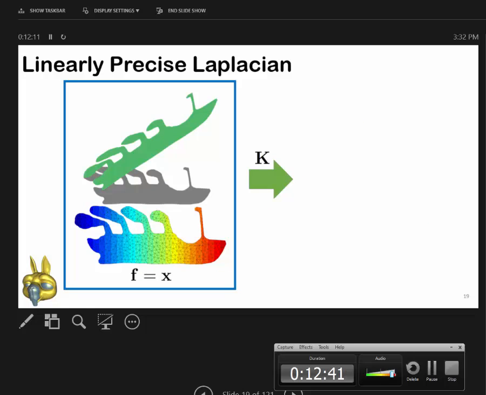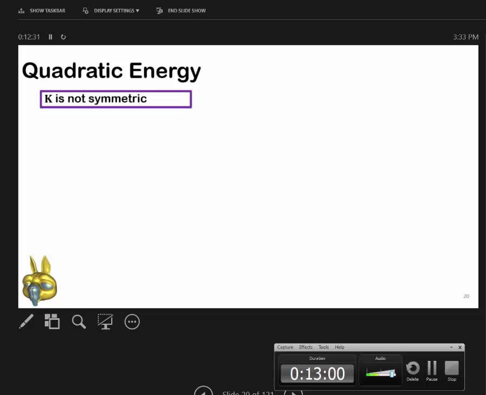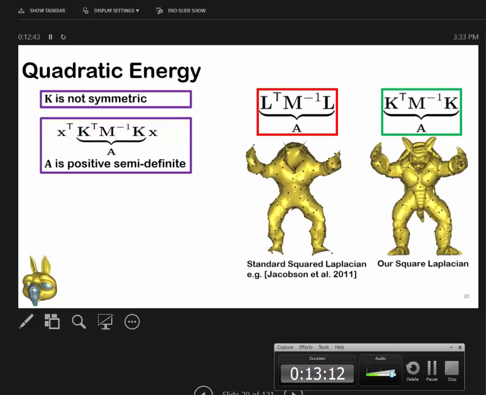Well, let's try out our new operator, applying the new operator K to the same linear function, and it outputs perfect zero even on the boundary of the domain. So linear precision is true for boundary vertices, and this is really what we are looking for. We would like to point out that our new operator is no longer symmetric, which is not an issue because we are using the squared Laplacian energy, which is still positive semi-definite. Using our new energy, the Armadillo transpose is reproduced on the right-hand side.